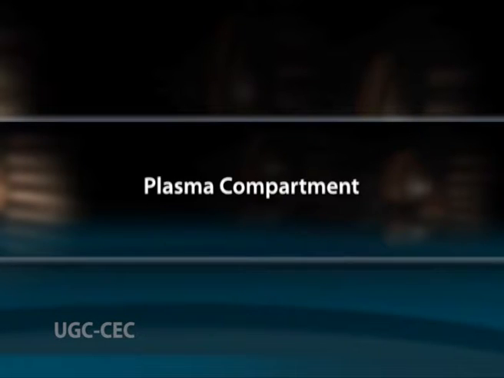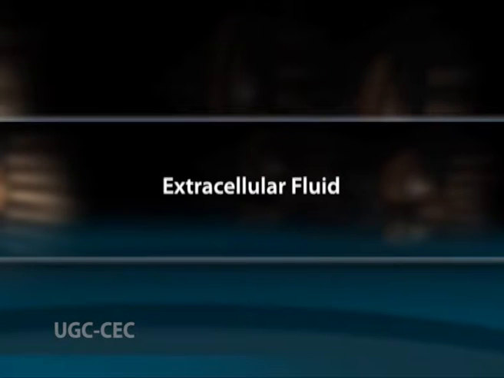Plasma compartment. If a drug has a high molecular weight or is extensively protein bound, it is too large to pass through the slit junctions of the capillaries and thus is effectively trapped within the plasma or vascular compartment. As a result, it has a low VD that approximates the plasma volume of about 4 liters in a 70 kg individual. Heparin shows this type of distribution. Extracellular fluid.